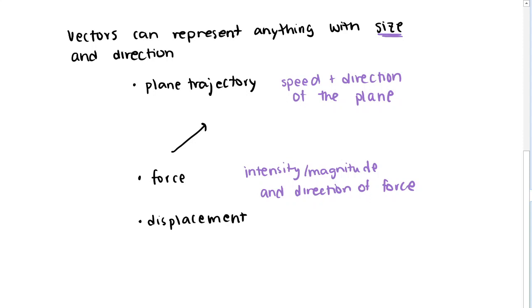And then the way we'll commonly think of vectors is as representing displacement. I can imagine my arrow describing a vector as representing how far I'm moving an object and the direction in which I'm moving that object.